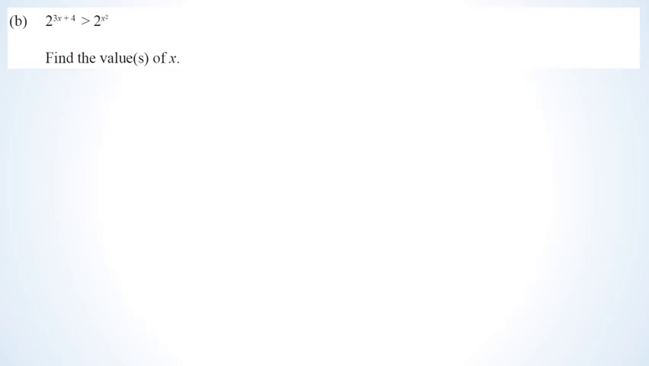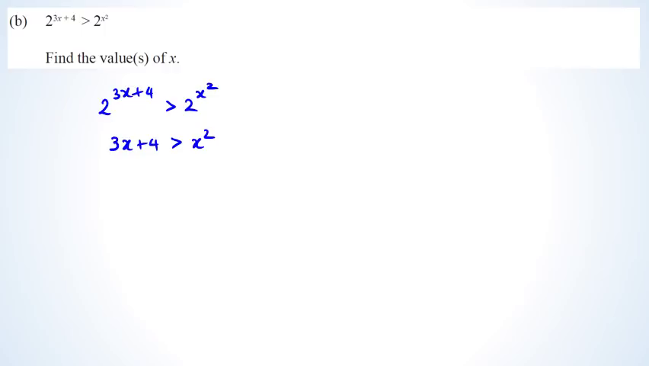Because they both have the same base, I'm going to write this question down first. 3x plus 4 is greater than 2 to the power of x squared. Because they have the same bases, we can actually get rid of the 2's, and we can rewrite this as 3x plus 4 is greater than x squared.